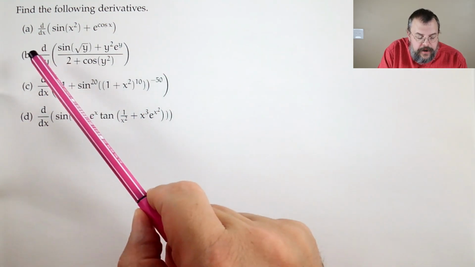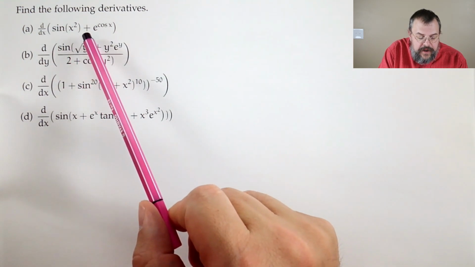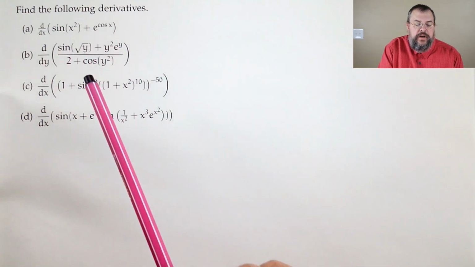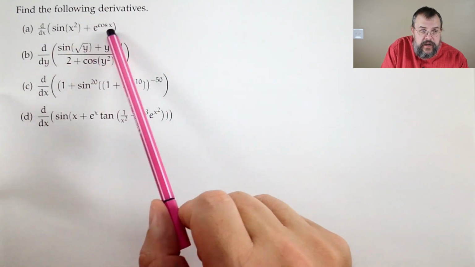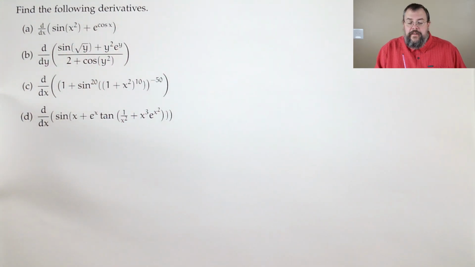Now, our first one, well, plus means you can take the derivative of each piece. So you take the derivative of sine of x squared, work that out. Then you have to take the derivative of e to the cosine of x, work that out, and put them back together. So what do we end up with?